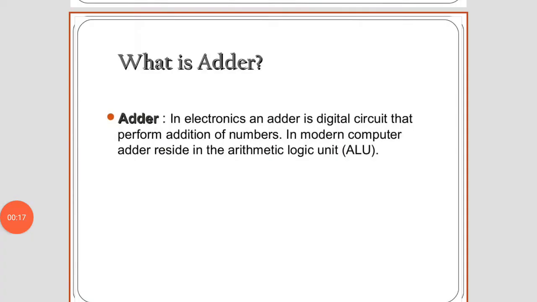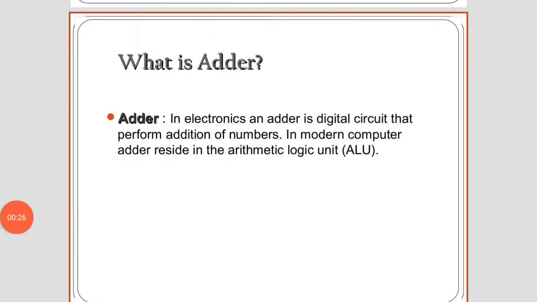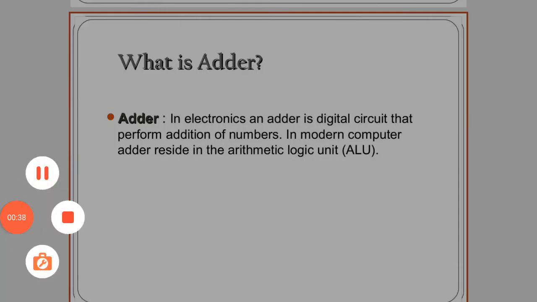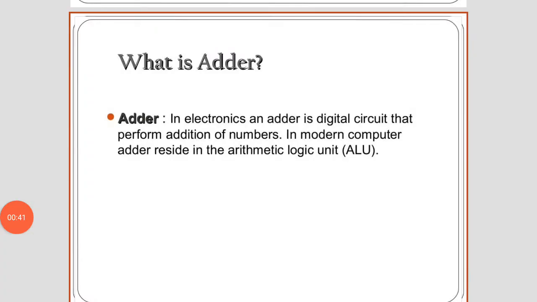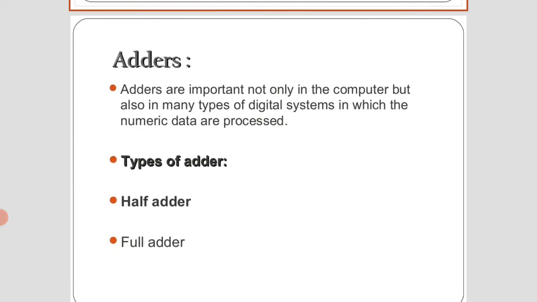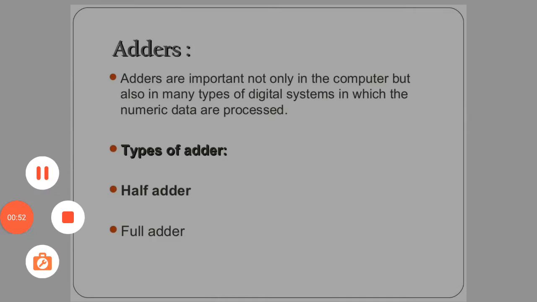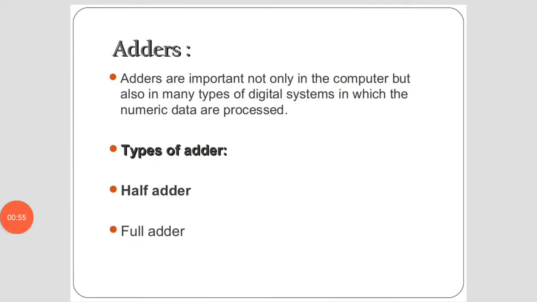Today we will discuss the topic of adder and different types of adder. Firstly, we see what is an adder. In electronics, an adder is a digital circuit that performs addition of numbers. In modern computers, adders reside in the arithmetic logic unit, ALU. Adders are important not only in computers but also in many types of digital systems in which numeric data are processed. Types of adder: there are two types of adder, half adder and full adder.